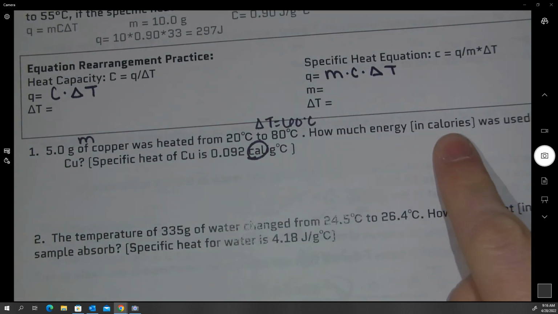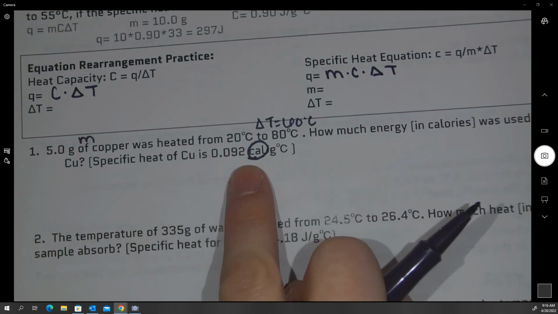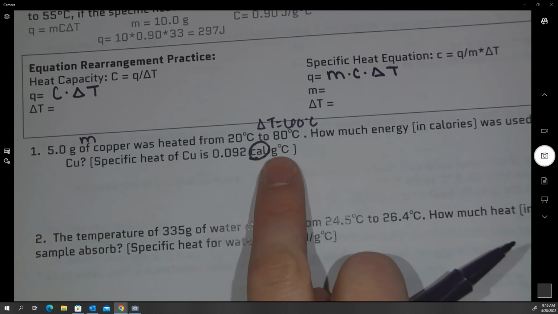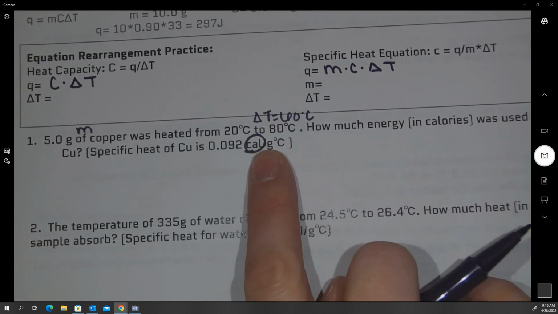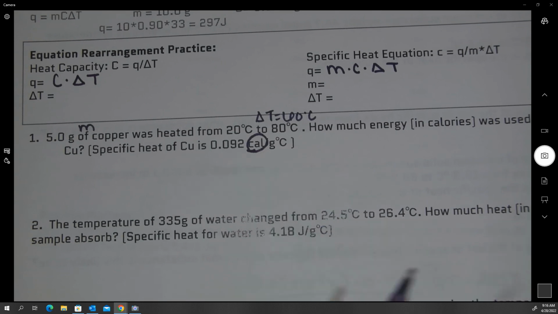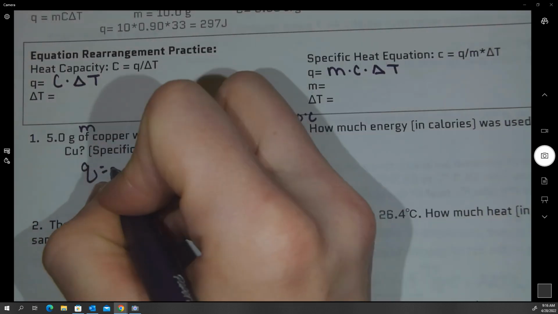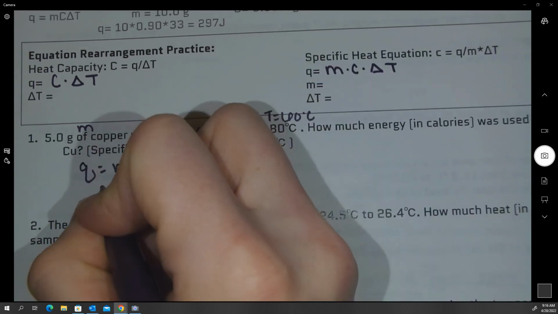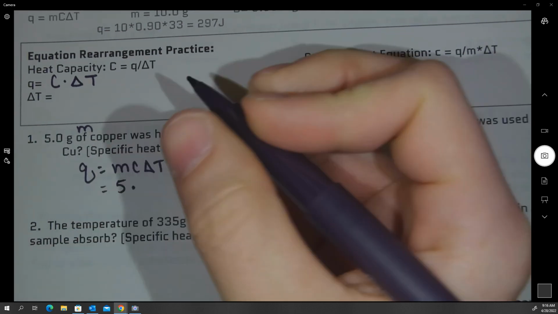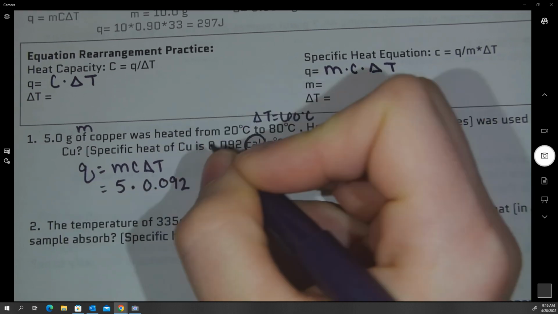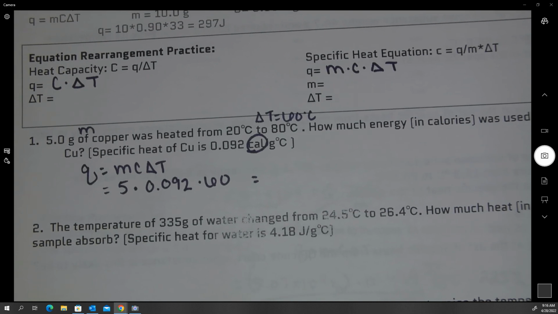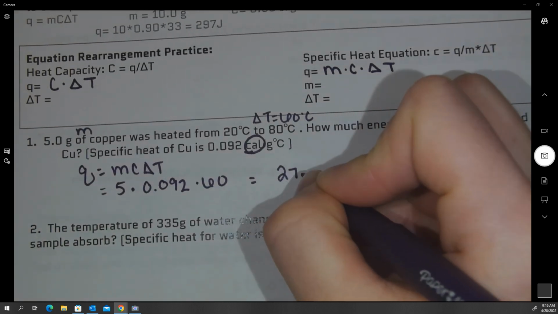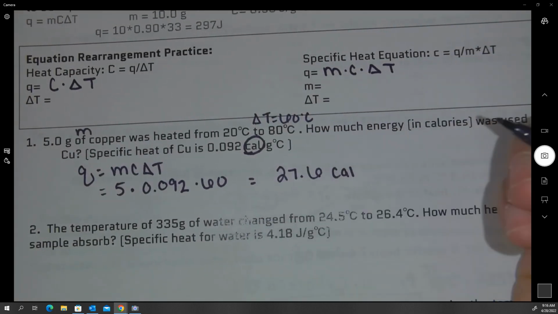It wants to know how much energy in calories was used to heat copper, and it gives you the specific heat of copper in calories per gram degree Celsius. So calories is another unit of energy instead of joules. So this one gives you your specific heat in calories per gram degrees Celsius instead of joules. So we're still solving for Q, so Q equals MC delta T. We're going to have 5 times 0.092 times 60. And when we multiply that out, we get an answer of 27.6. Our unit is going to be calories.